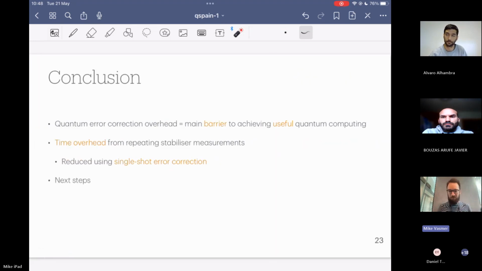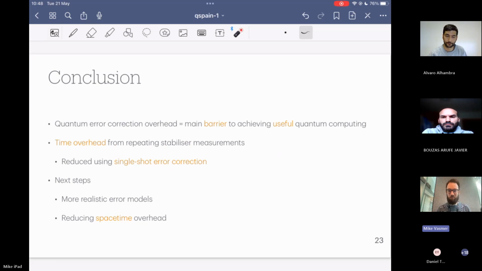And then further things you could think about in this arena are more realistic error models. We're currently doing simulations with circuit level noise to try and get a better estimate of the error threshold. And at the end of the day, what we want to reduce is not just the time overhead, but the space time overhead. So the space as well.